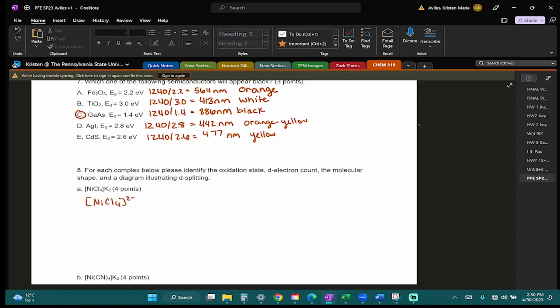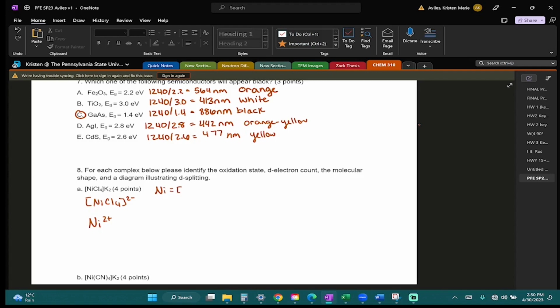What's the charge of a chlorine ligand? And I have 4 of them, so -4. So what does nickel need to be so my complex is -2? Yeah, so we figured out our oxidation state. Nickel is +2. Now we're going to figure out our d electron count.